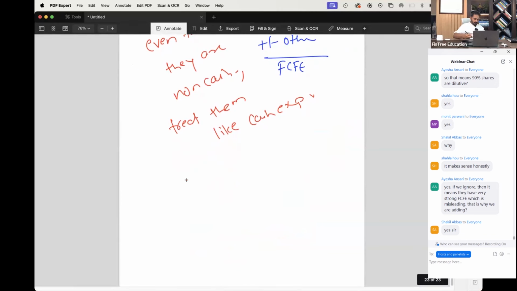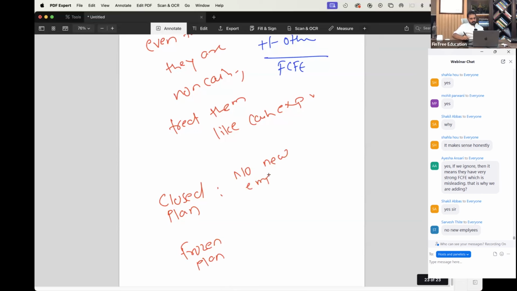Then just these two terms, and this section is over. There is a concept called a closed pension plan, and there is a concept called a frozen plan. What is a closed plan? A closed plan means no new employees will be added to the plan. A frozen plan means no new employees will be added to the plan, plus no accruals for existing employees. That means the plan is end, finish.